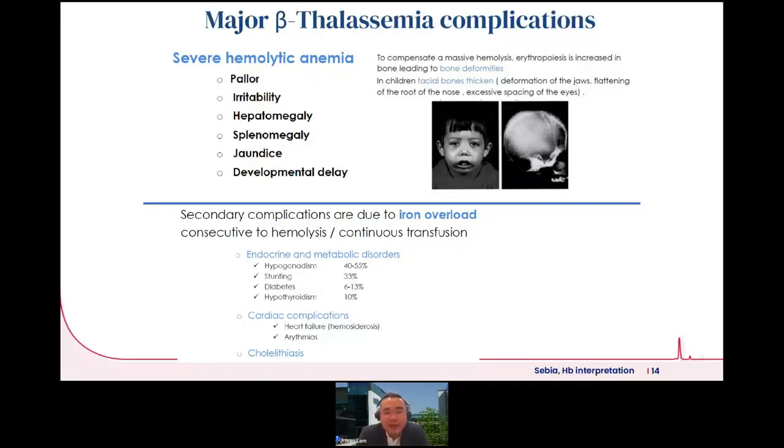And why the developmental delay? It has very much to do with the fact that erythropoiesis is conducted in the bone. So when that becomes problematic, it also affects the bone. And in such patients, there could be obvious facial bones thickening. There are also secondary complications because of major beta thalassemia, and these are largely because of iron overload. Because these patients would need to undergo transfusion more continually.